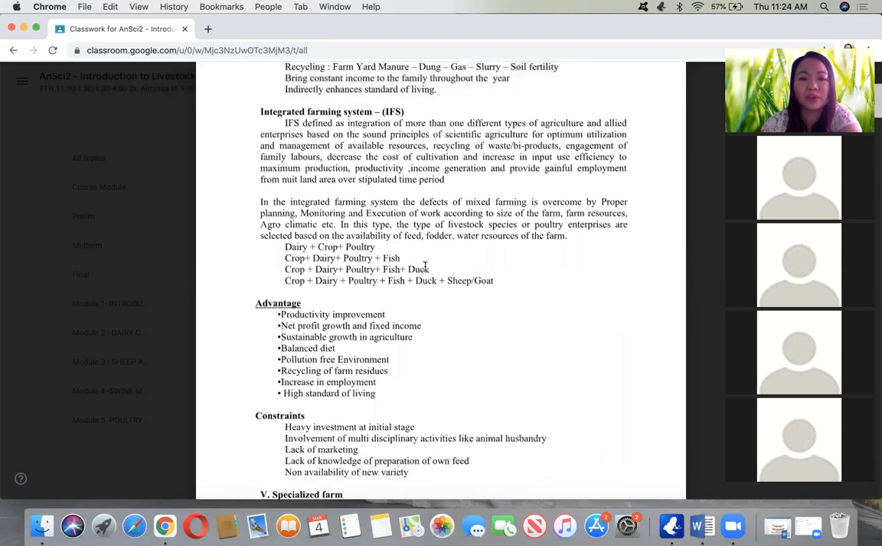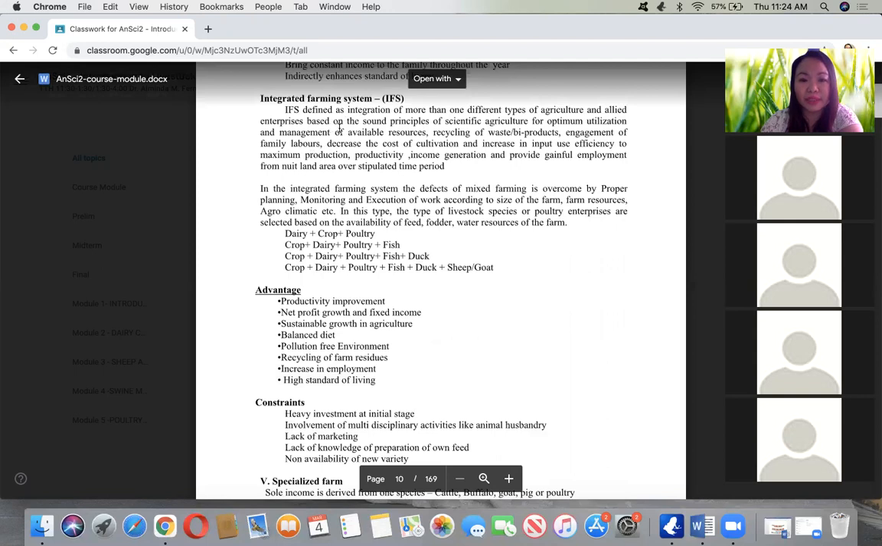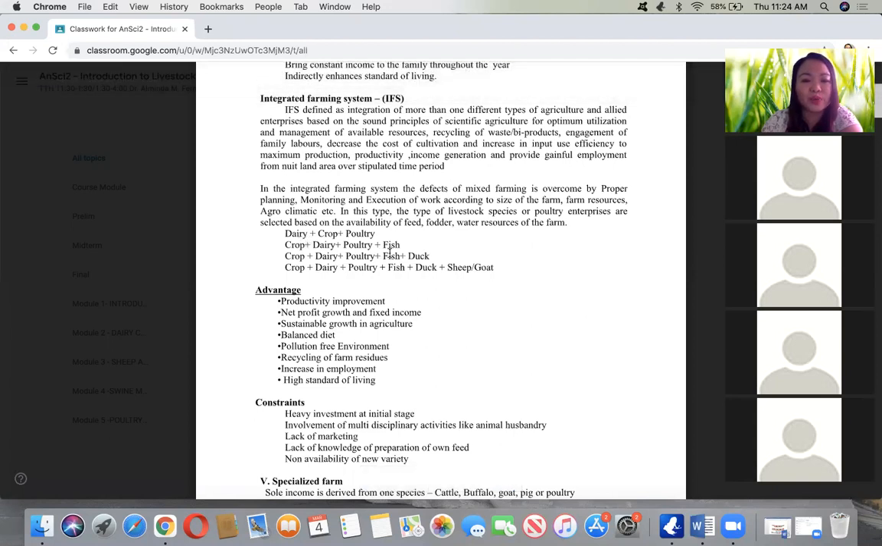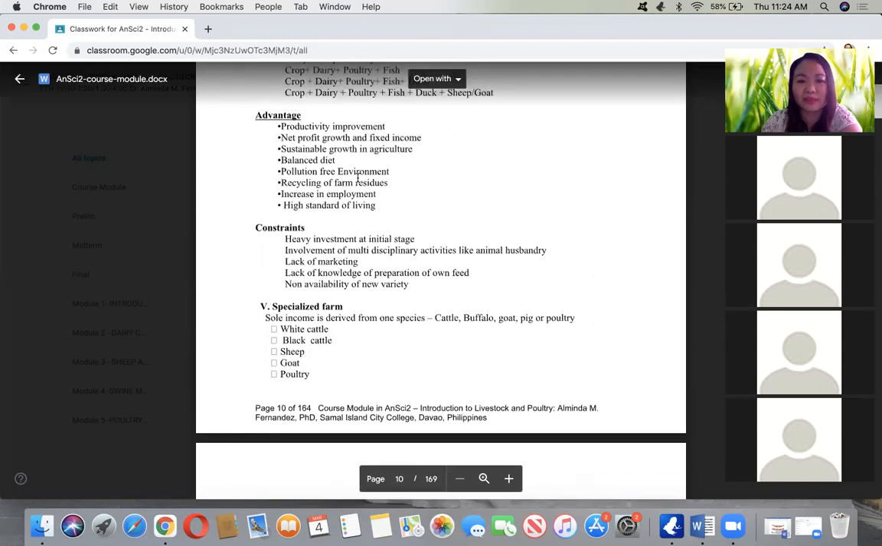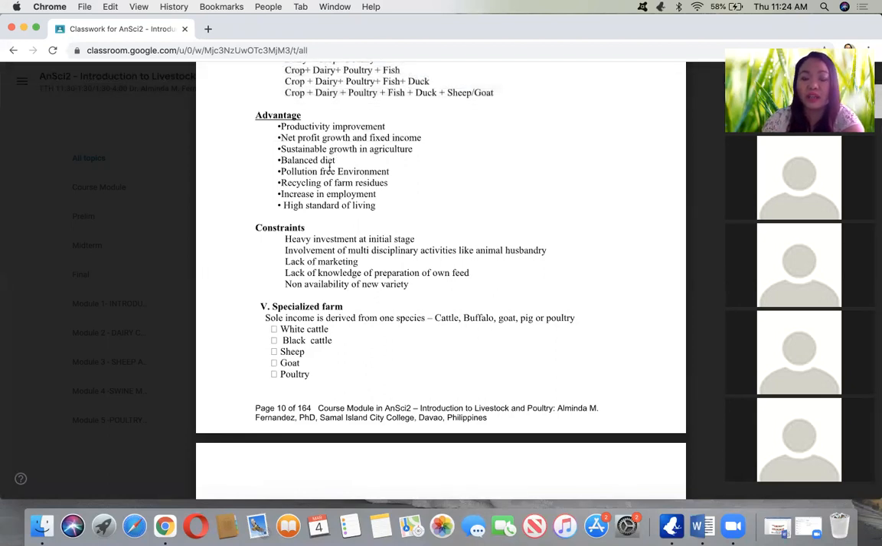So we have also the so-called integrated farming system. No, it's the integration of more than one different types of agriculture and allied enterprises. So lahat na yan, may crops, animals, biogas, fuels, and so on. So if you can see here, pwede ka mag-dairy, crop, poultry with fish and duck, and sheep and goat. So there's a lot of advantages, no, that include productivity improvement, net profit, and fixed income. Sustainable siya. And balance yung diet na pwede mong makuha.